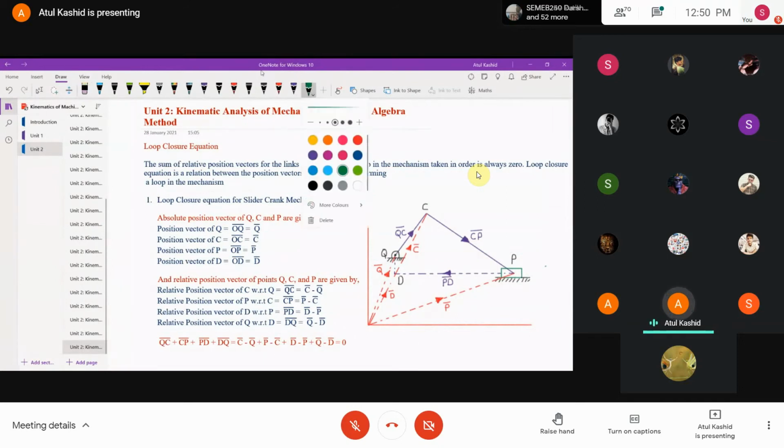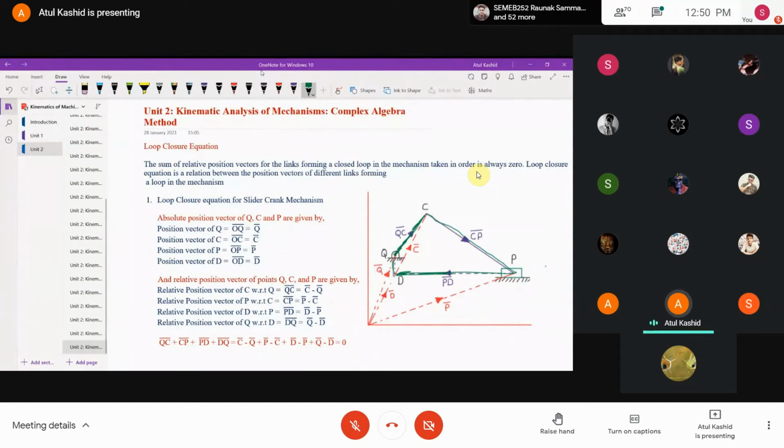How will the loop be formed here? We started from Q, right? Then we reach C from Q, then C to P, then P to D over here, and then again D to Q. So this is forming a loop over here, right? So for this also we can form the loop closure equation, right?